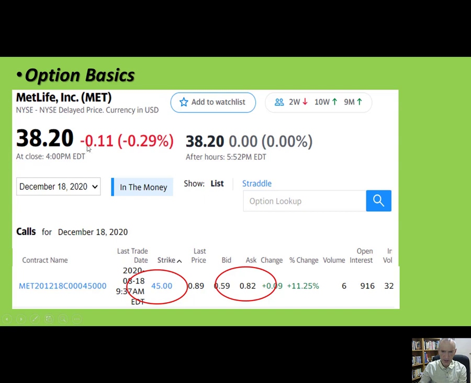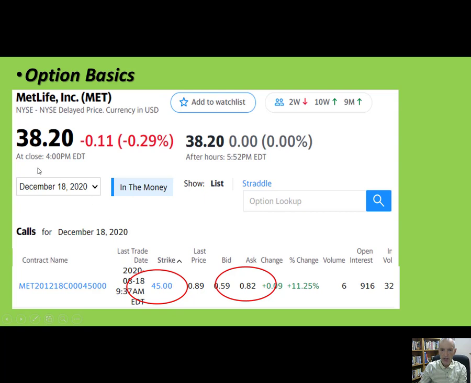So this is a stock that's trading for $38. The call option gives you the right to buy MetLife for $45. Now you might say, well, what value does that have? I can buy it for $38 right now. Why would I enter a contract to be able to buy it for $45?